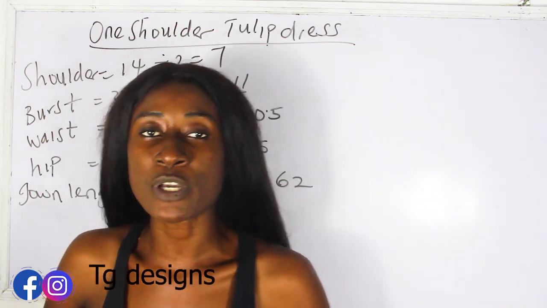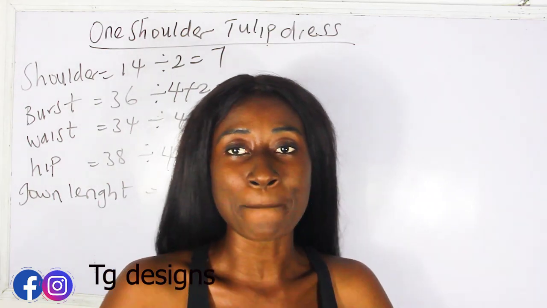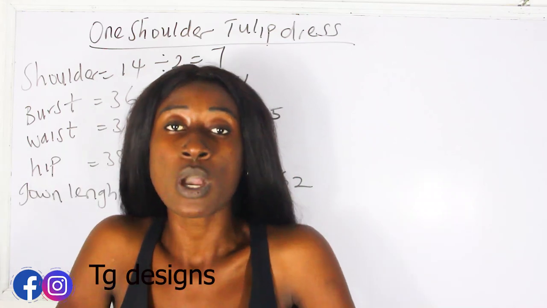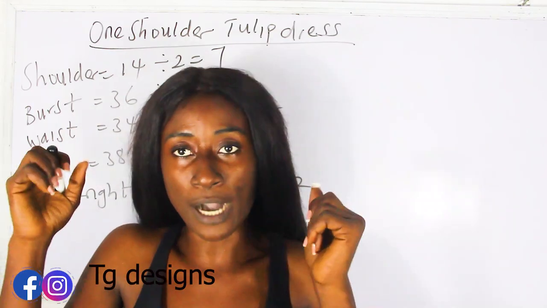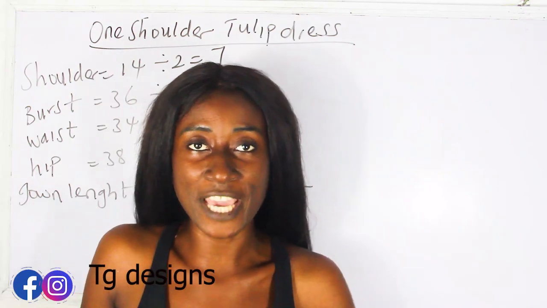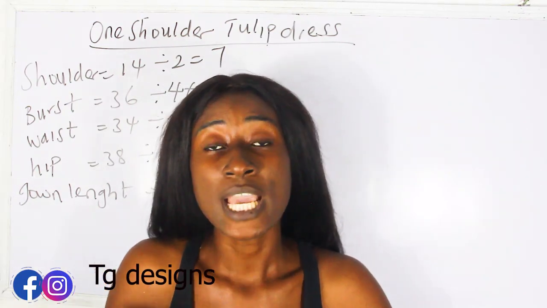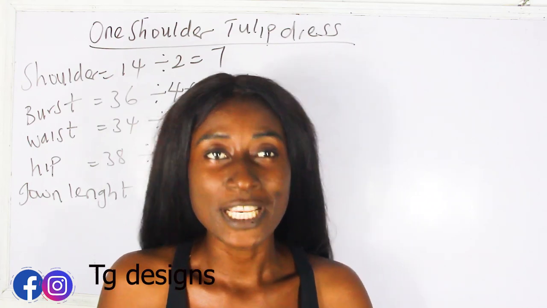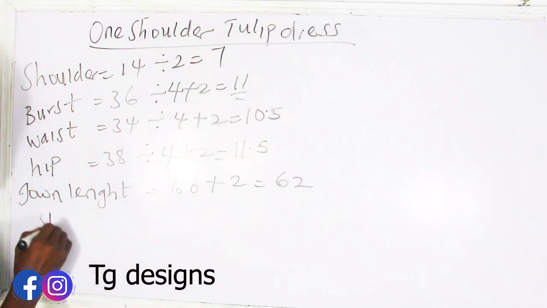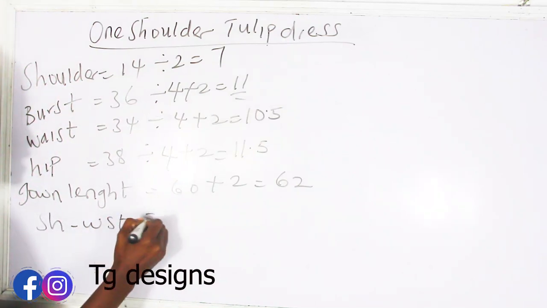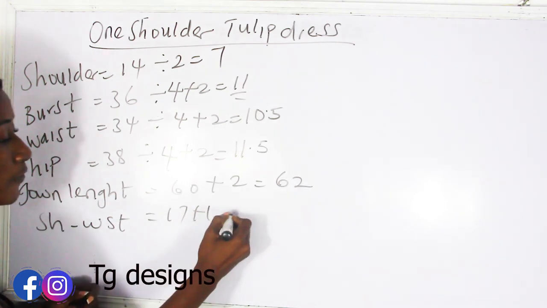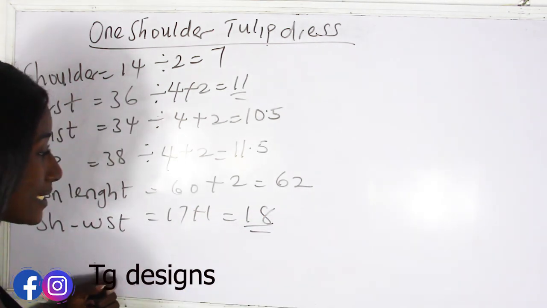But also note that because this form of dress is going to have our bustier effect, it simply means that we are going to deduct our shoulder to our waistline from our gown length, so that we can have the upper part to be our bustier effect and the lower part to be our gown length. You get it, right? So let's go ahead now and deduct our shoulder to waist. We have shoulder to waist, 17 inches. So 17 plus 1 for our sewing allowance, we have 18 inches.